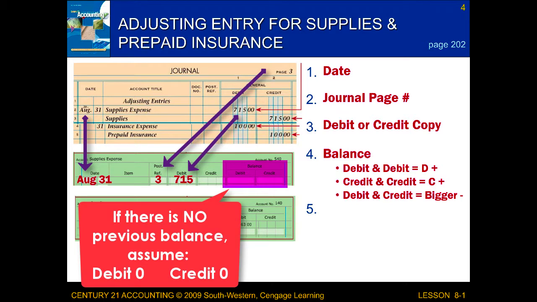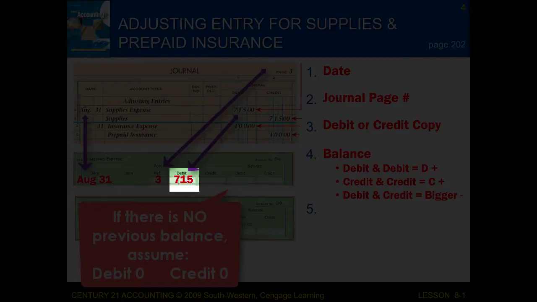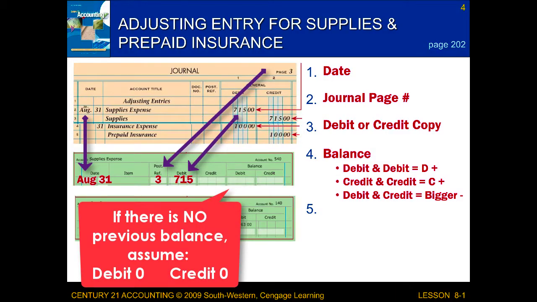Right now, I don't have any number in there, so I'm going to assume that it's a debit of 0 and a credit of 0. In this case, I would take 0 plus 715, the current debit in supplies expense, and I've got a debit and a debit. So I'm going to add them together and drop that number into the debit column. So 0 plus 715 is 715.